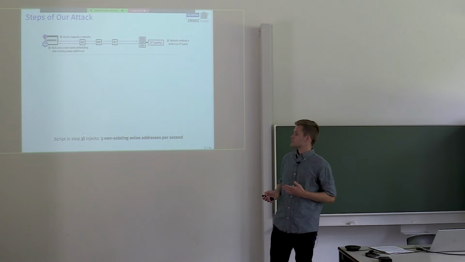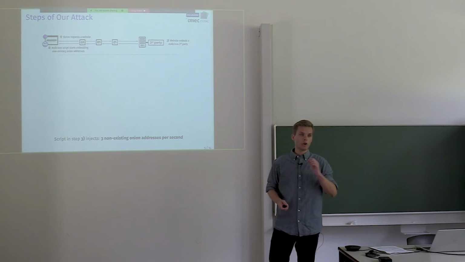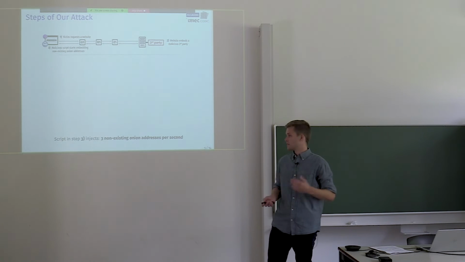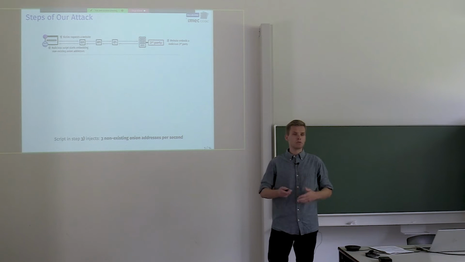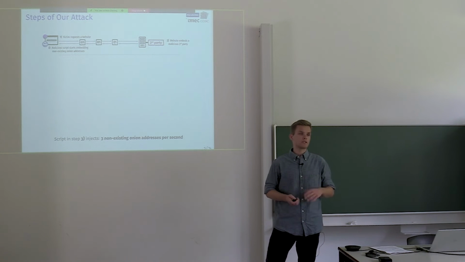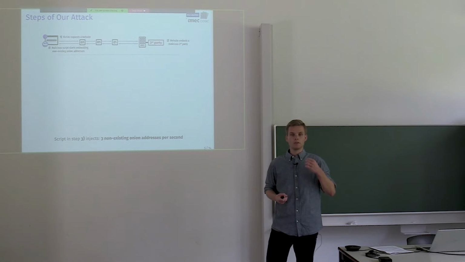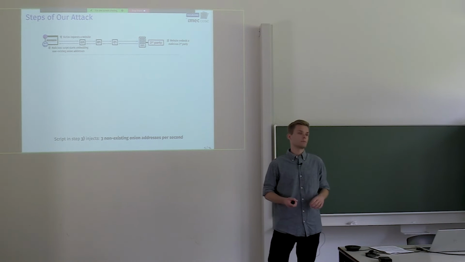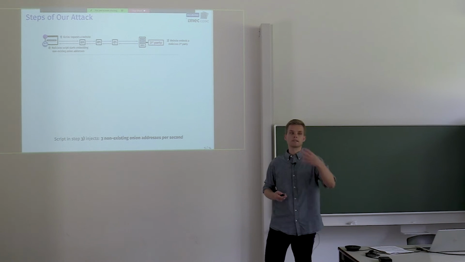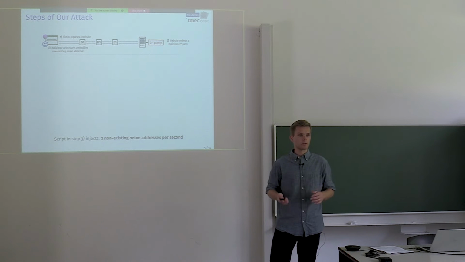As part of this script, this malicious script will start injecting non-existing onion service addresses into the DOM of the web page. There is some benefit to pacing this process, and through long experiments, we found out that the best rate is to inject 3 of those non-existing onion service addresses per second. This will lead to the highest amount of requests over a certain amount of time.